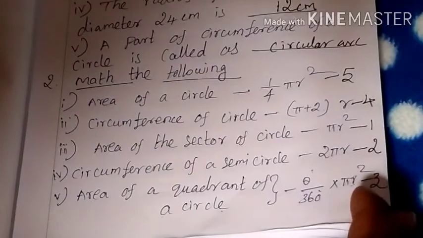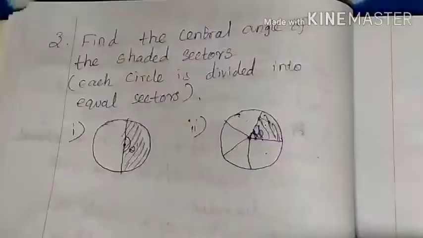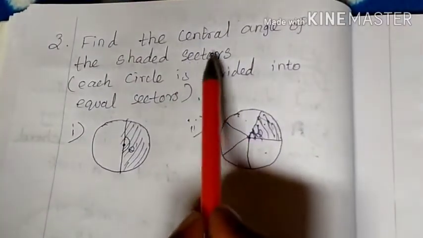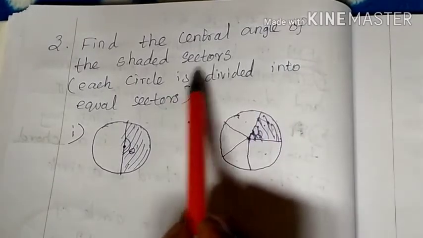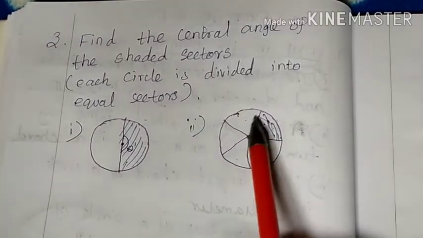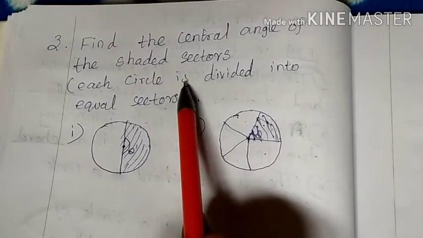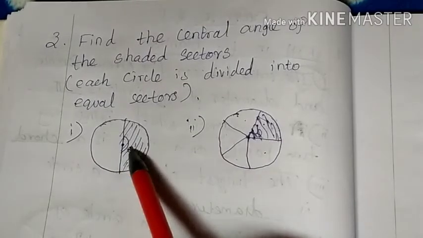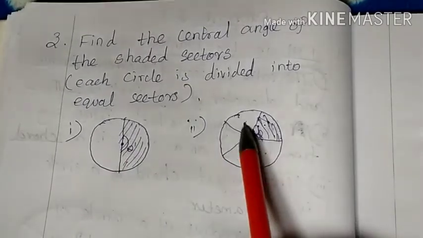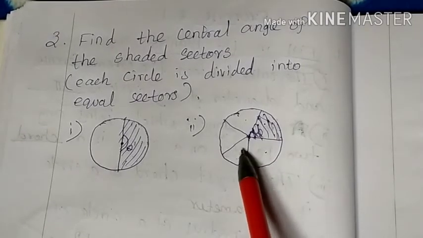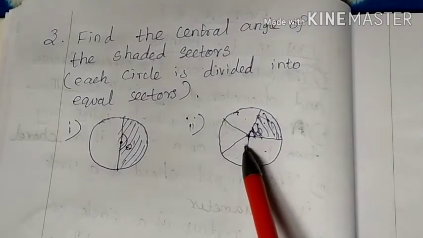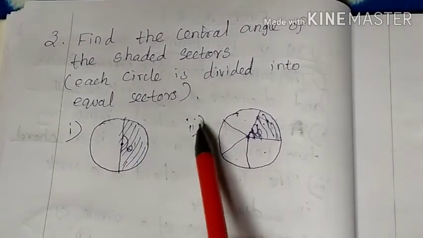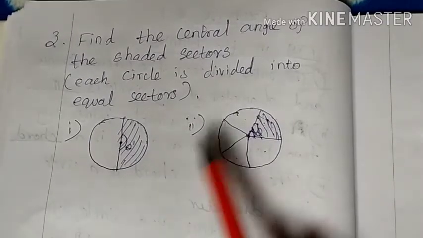Have you understood the match the following? Okay, dear students. Next question. Find the central angle of the shaded sectors. This is the shaded sectors. Okay. Each circle is divided into equal sectors. So these are equal sectors. This is equivalent to this. Then this is equivalent to this. So in every one are equal sectors. This is your given question. So you have 4 subdivisions. Now only I am doing first and second subdivisions. Third and fourth is your homework.